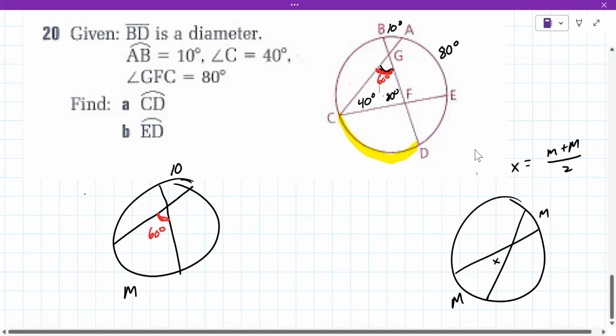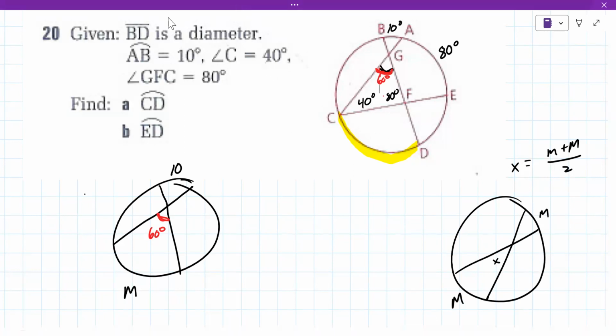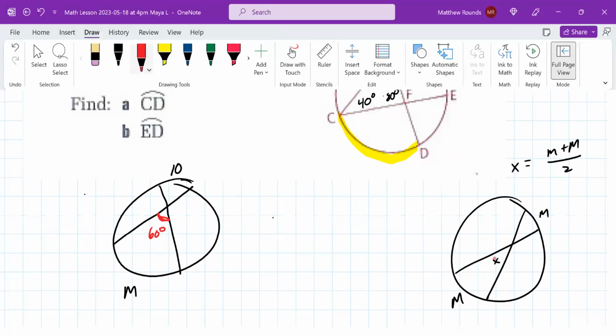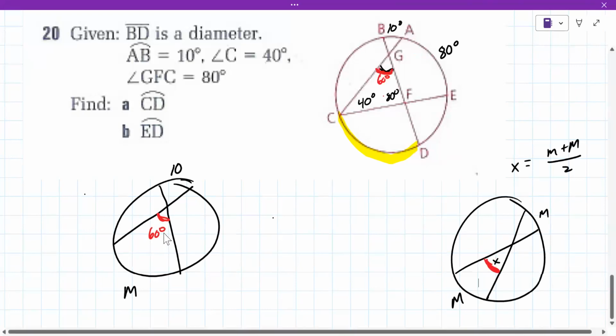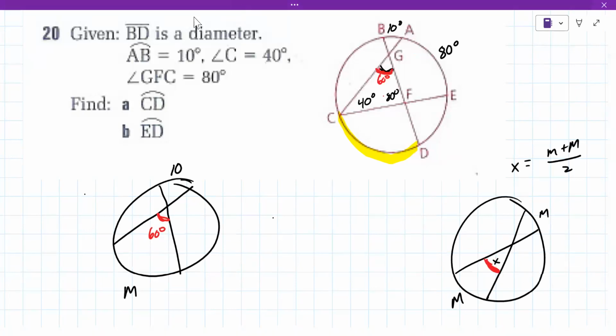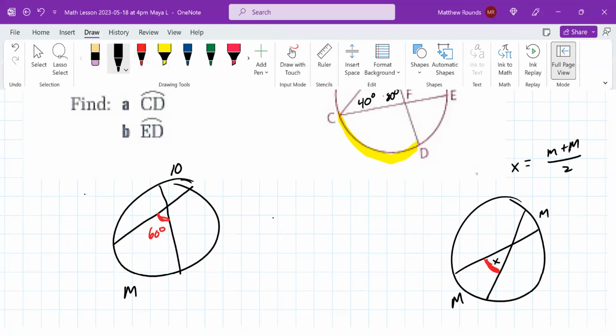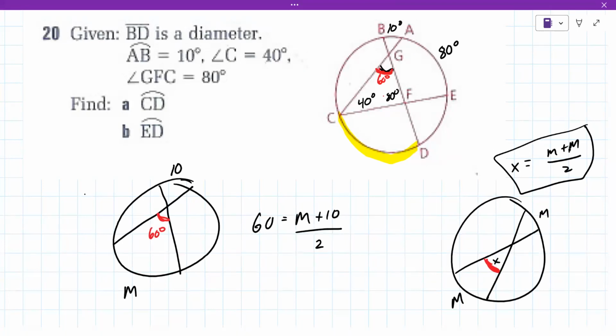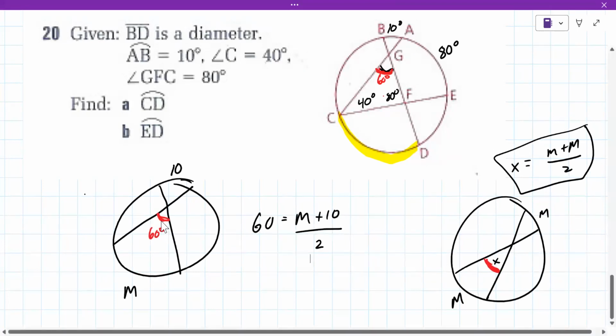Yeah, so where does that 60 degrees fit in? It's the X. Let me draw another in red. So the 60 degrees is the X. It's using this equation over here on the right. 60 equals the unknown plus the 10 divided by 2. This is not a central angle, it's just an interior angle to the circle, and it is the average of the two arc lengths.